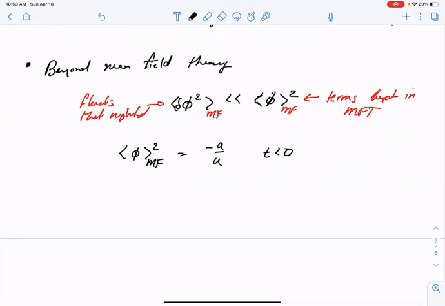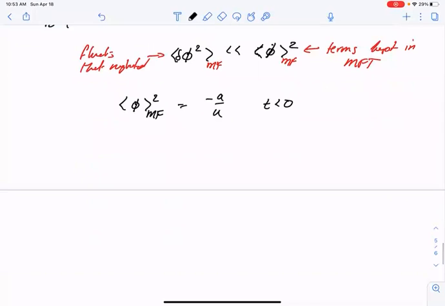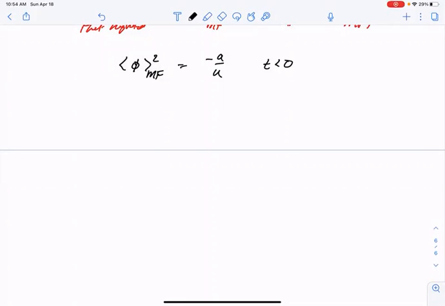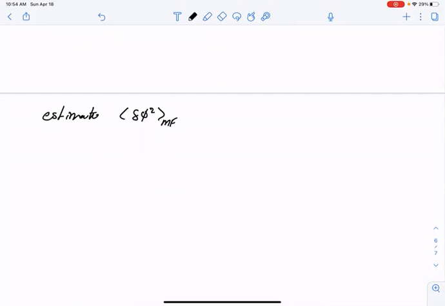We noted that, we could have noted that, in fact, when we computed its heat capacity. Its heat capacity is 0. So it only makes sense to ask about this in the ordered state, so for t less than 0. So that's the contribution we've kept. We can estimate the fluctuations within our mean field theory by using that mean field correlation function we just identified.